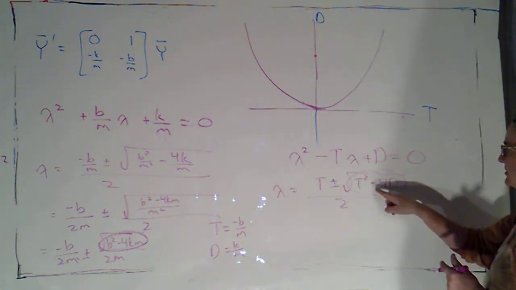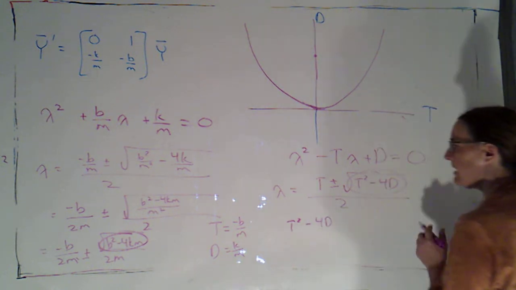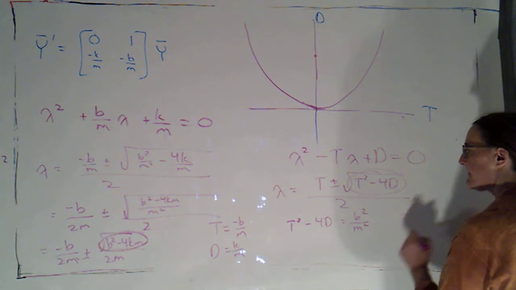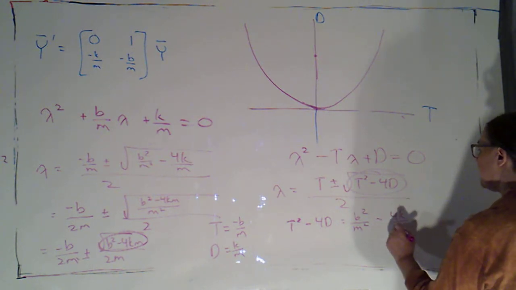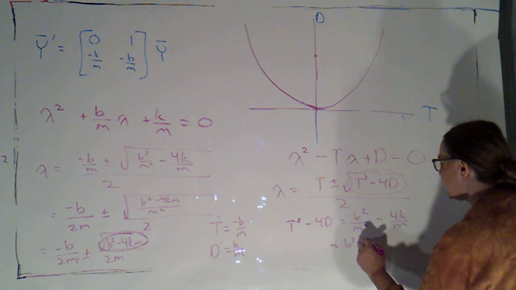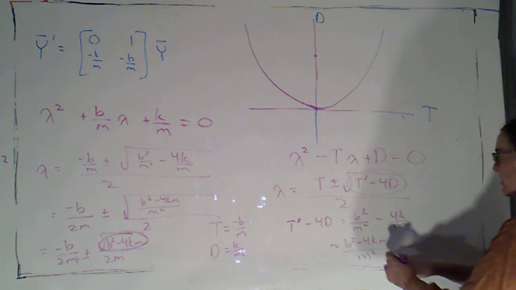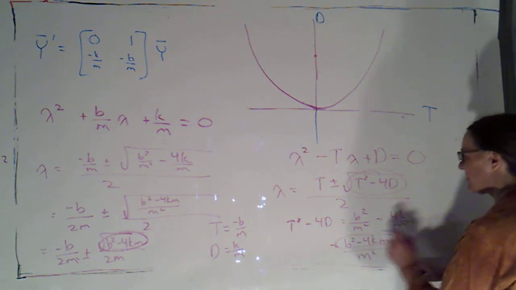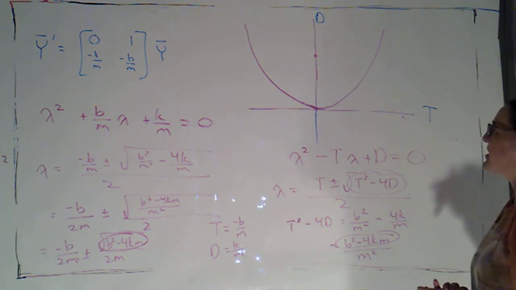So if I just take a look then at what t squared minus 4d becomes, that becomes b squared over m squared minus 4k over m, getting a common denominator, that's b squared minus 4km over m squared. I know the m squared is always going to be positive. What determines the sign is still that b squared minus 4km, which is kind of cool.